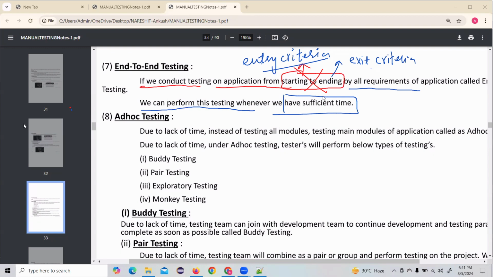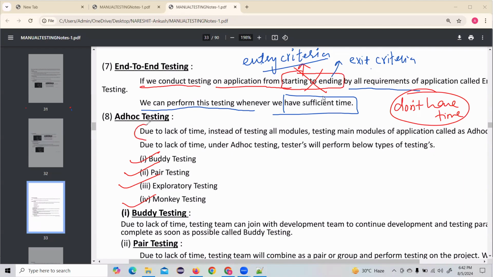When can we do this? First thing, we don't have time. So end-to-end testing, we can do after completion of each and every sprint. For that sprint, we can check from entry to exit criteria whether all functionalities are working fine or not. Now I told you about ad hoc testing: buddy, pair, exploratory, and monkey testing. When can we do this ad hoc testing?